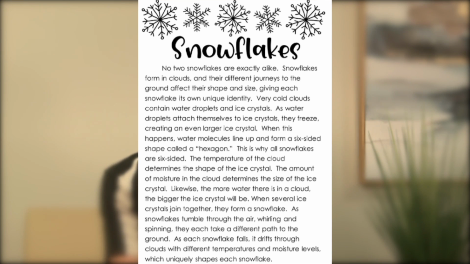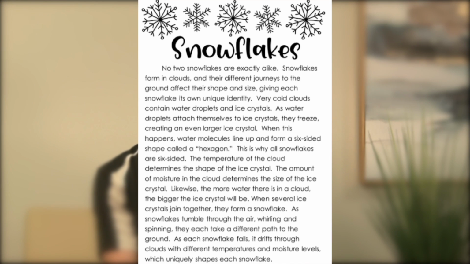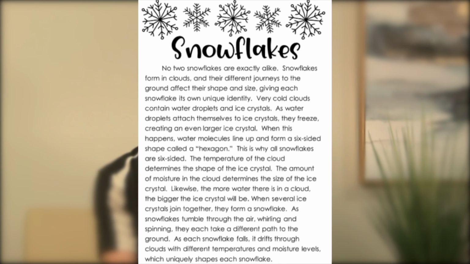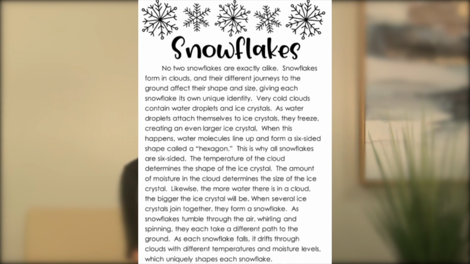As water droplets attach themselves to ice crystals, they freeze, creating an even larger ice crystal. When this happens, water molecules line up and form a six-sided shape, called a hexagon. That is why all snowflakes are six-sided. The temperature of the cloud determines the shape of the ice crystal. The amount of moisture in the cloud determines the size of the ice crystal. Likewise, the more water there is in a cloud, the bigger the ice crystal will be.